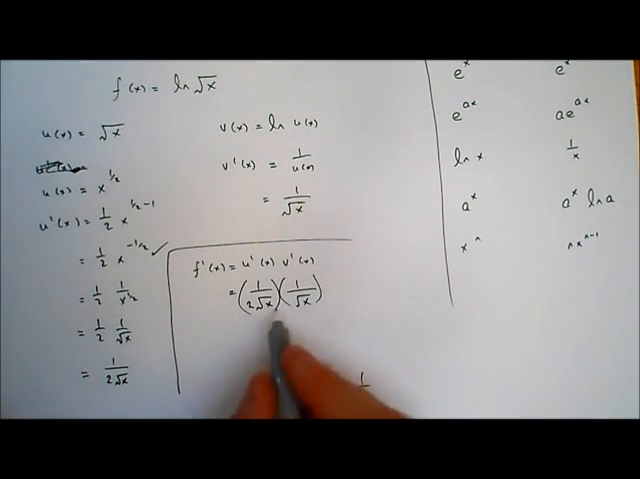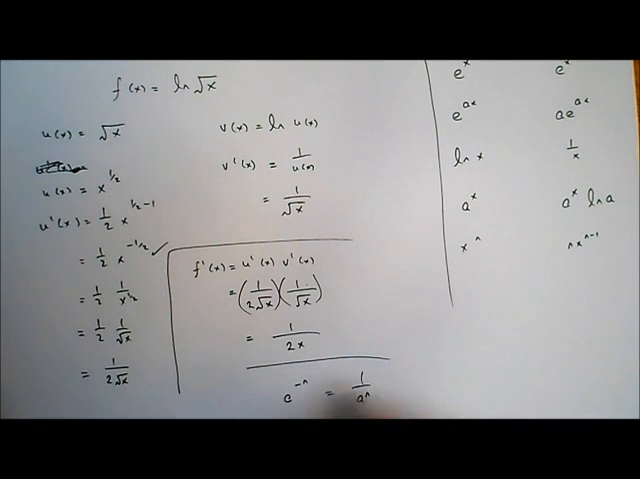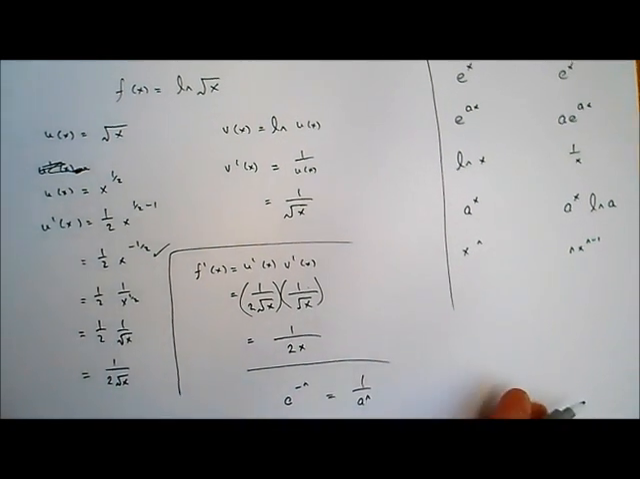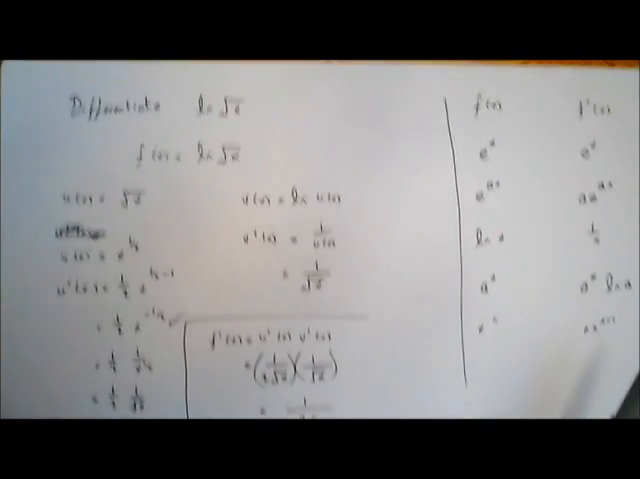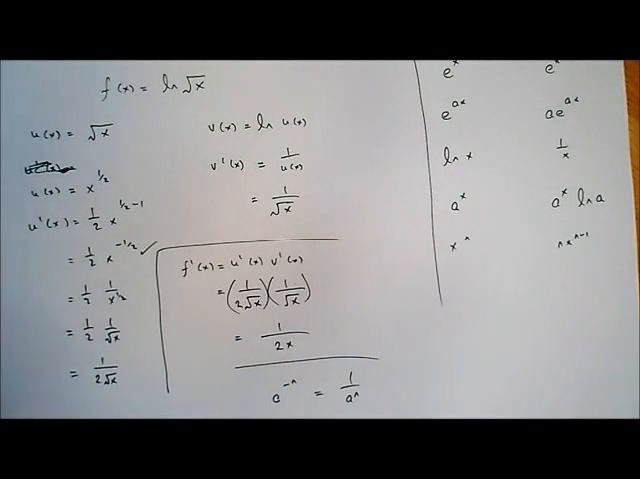And this one turns out nicely. I've got top by top, so 1 by 1 gives me 1. And then 2 root x by root x. Well, root x by root x is just x. So 2 root x by root x will just give me 2x. So when I differentiate the natural log of the square root of x, I get 1 over 2x.